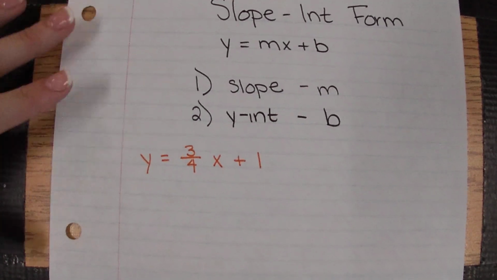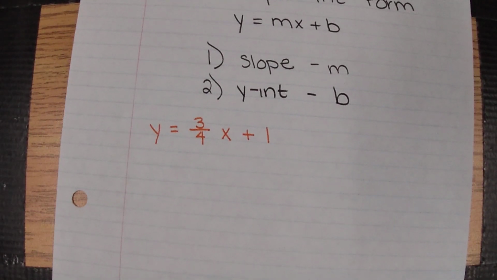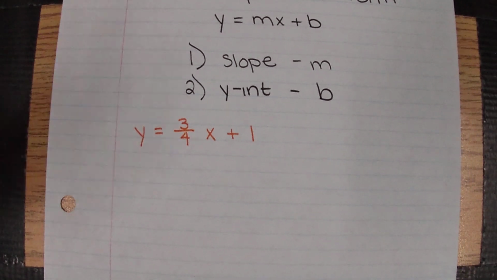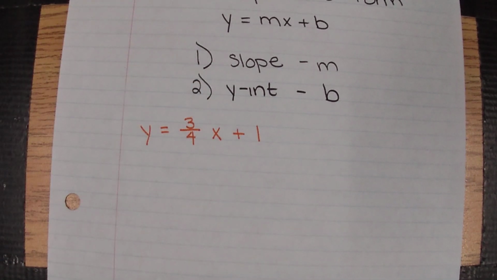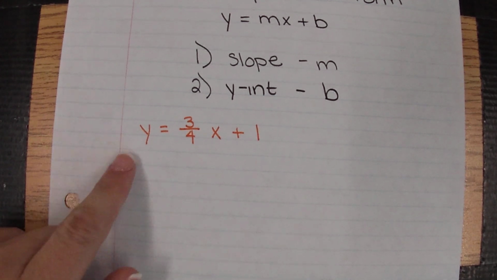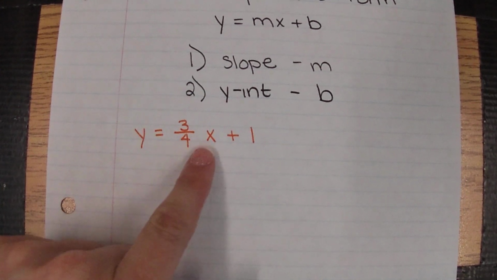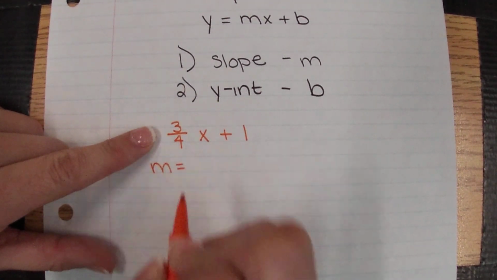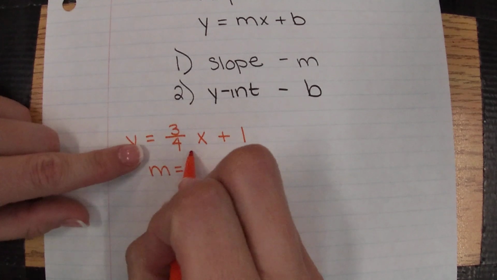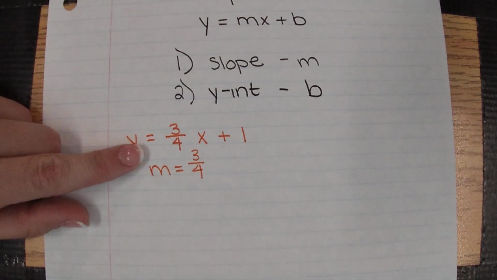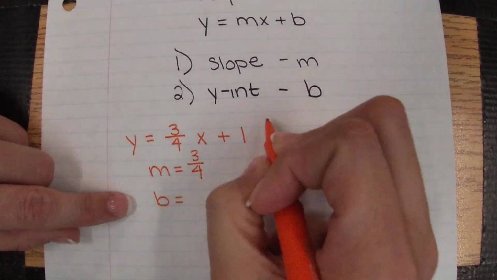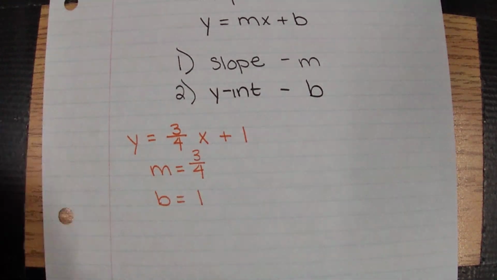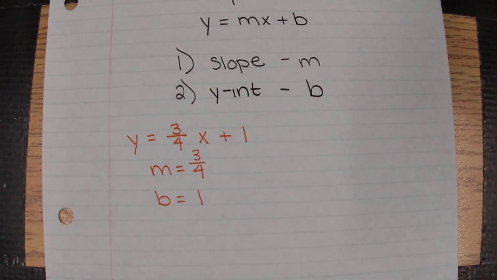Okay, just like standard form, we want to find the two important things. And the two important things we said are the slope and the y-intercept. Good news, we don't have to do any work. We literally just have to pull them out of the equation. So as long as we're in y equals mx plus b form, we're just going to identify where m, the slope, is the number sitting in front of x, and b, the y-intercept, is the number that's not with x. It's our constant. So our m is 3/4, our b is 1.